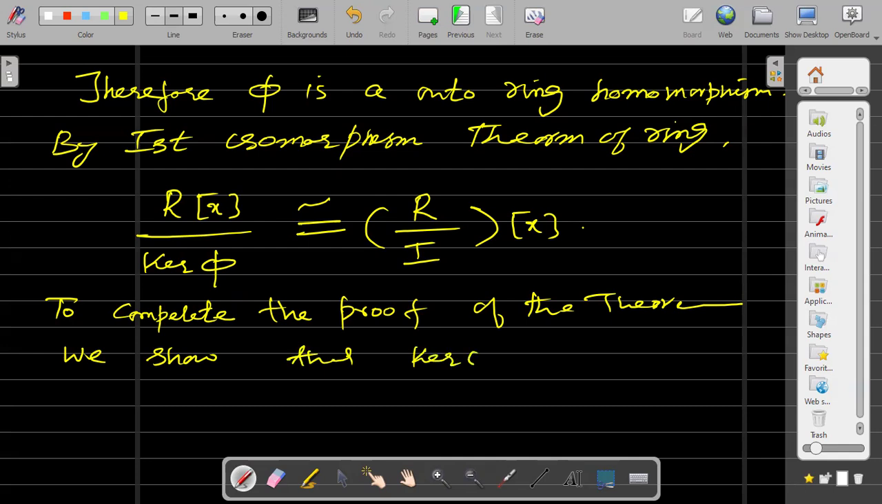To complete the proof of the theorem, we show that the kernel of phi is I[x]. And this is an exercise for you. You will do this, it's very simple. So we have seen that R[x]/I[x] is isomorphic to (R/I)[x]. Now in this particular case, Z[x] over nZ[x] is isomorphic to the ring of polynomials with coefficients from the quotient ring Z/nZ. You can see this property in the book, Dummit and Foote, at page number 296.